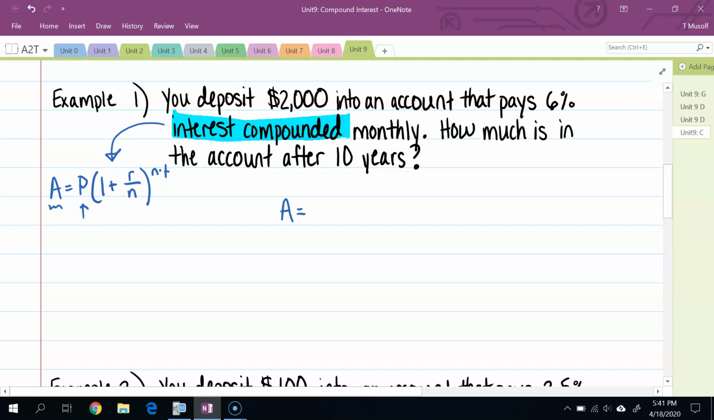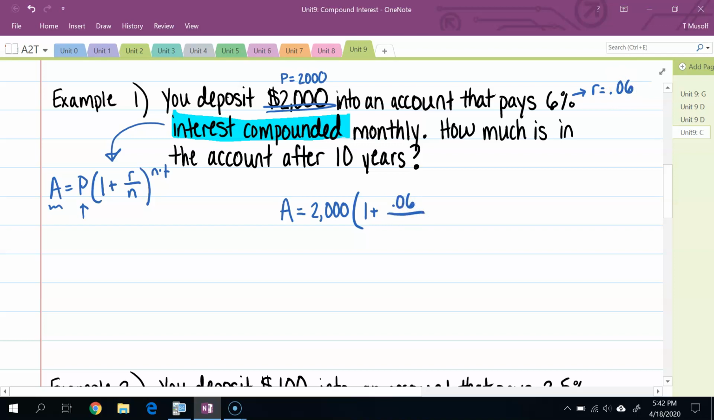P is the initial amount, the principal, and it says you deposit $2,000. So that means my initial amount is going to be $2,000. So I'm going to plug that in first. Okay, it's always 1 plus in the parentheses for compound interest. It's like 100% you start with, right? So always start with 1. And then the rate is the next thing I need. Any percentage, right? That's your rate. You just have to write it as a decimal, so that'd be 0.06.